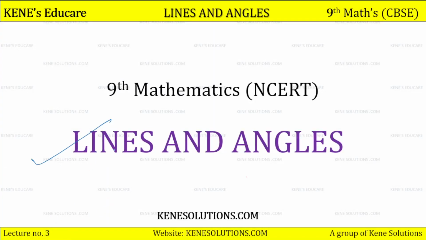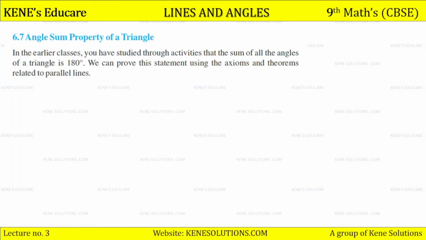Today we are learning about lines and angles. This chapter is from your 9th mathematics NCERT. So students, today we are looking at the angle sum property of a triangle. In the earlier classes you have studied through activities that the sum of all angles of a triangle is 180 degree. Correct? You already learned this in the previous standard.